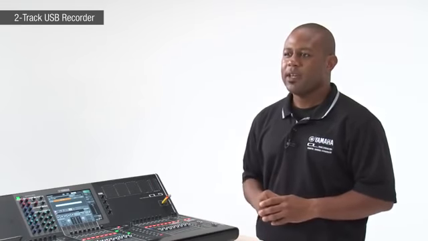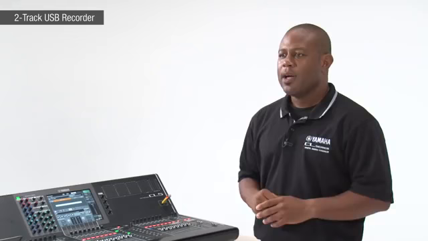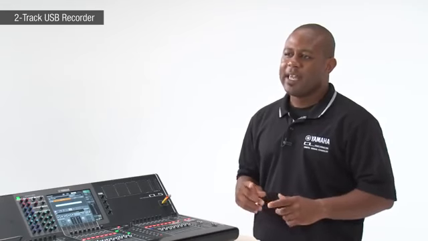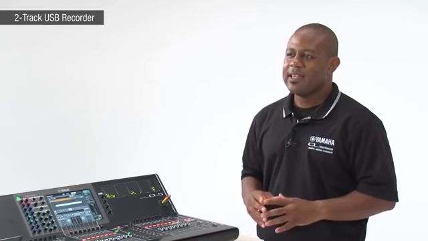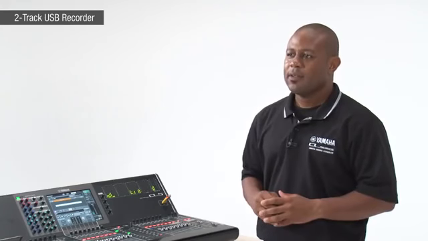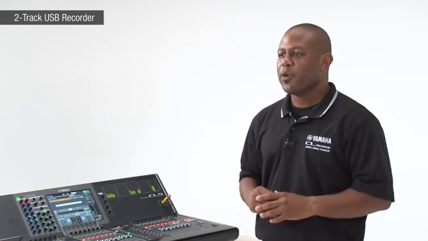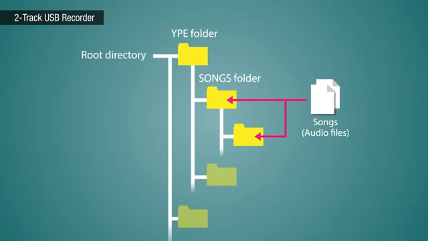If you wish to play back audio from your USB memory stick, you can do that as well. The files should be either an MP3, AAC, or WMA file. Any of those files that you wish to play back need to be in the proper folder. At the upper level of your USB stick, you should have a folder titled YPE. Inside this folder, have another one entitled Songs.